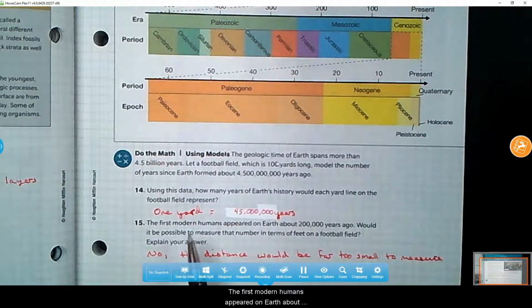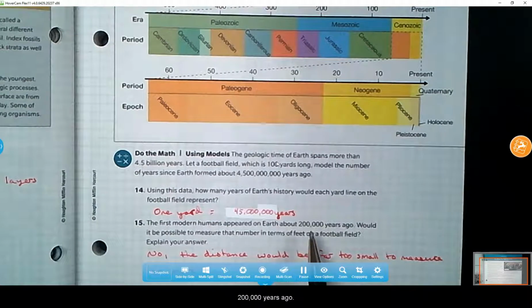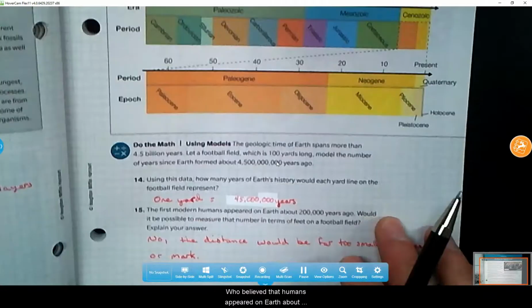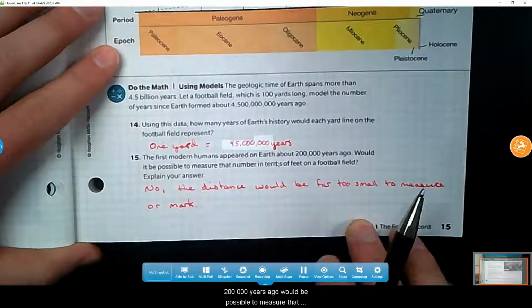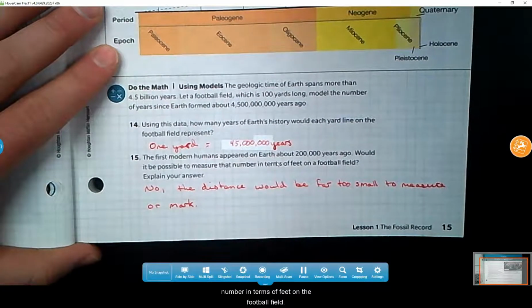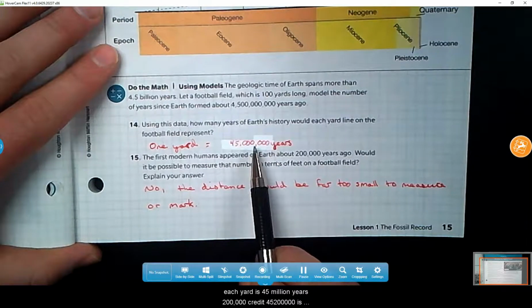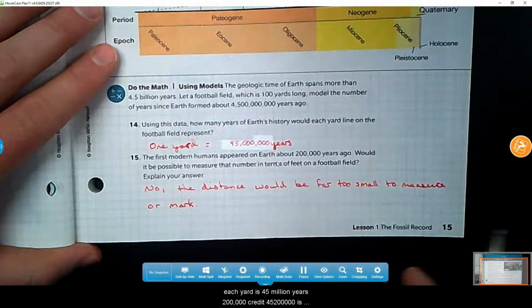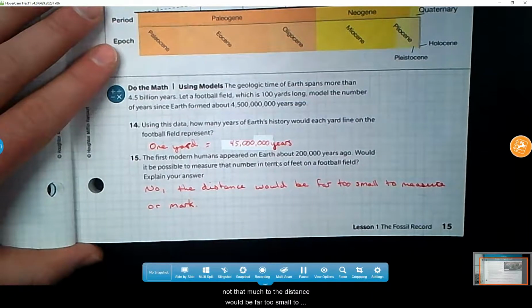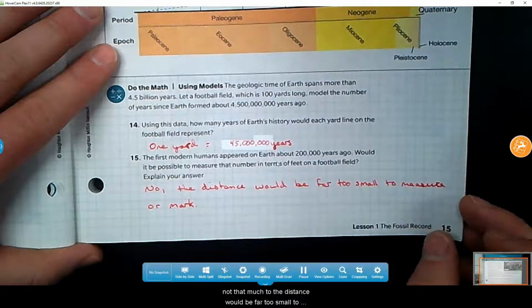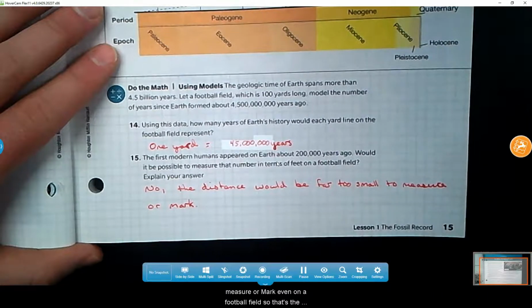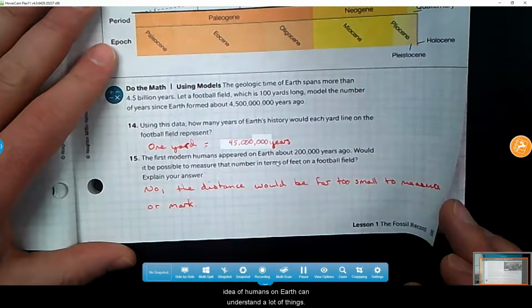Okay, so the first modern humans appeared on Earth about 200,000 years ago. Would it be possible to measure that number in terms of feet on the football field? And the answer is no, because if each yard is 45 million years, 200,000 compared to 45 million isn't all that much. So the distance would be far too small to measure or mark, even on a football field. That's the idea of humans on Earth. The amount of time that Earth has existed and life on Earth compared to the amount of time humans are believed to have been here is very small. And so we're still trying to understand a lot of things, that's for sure.